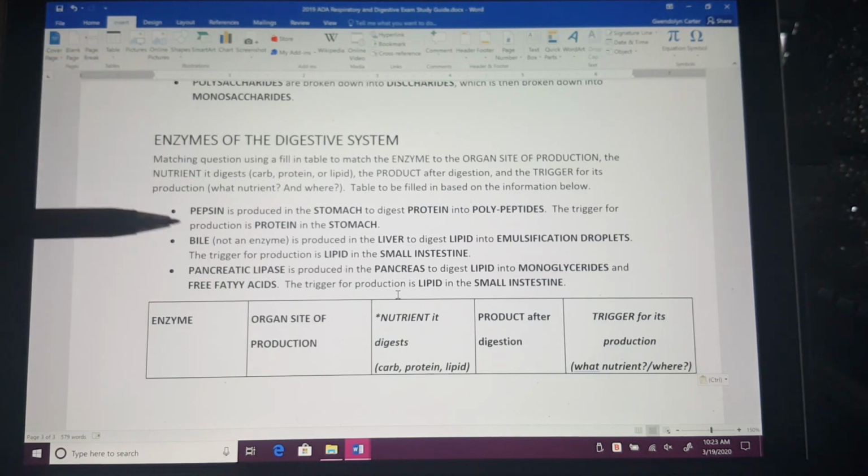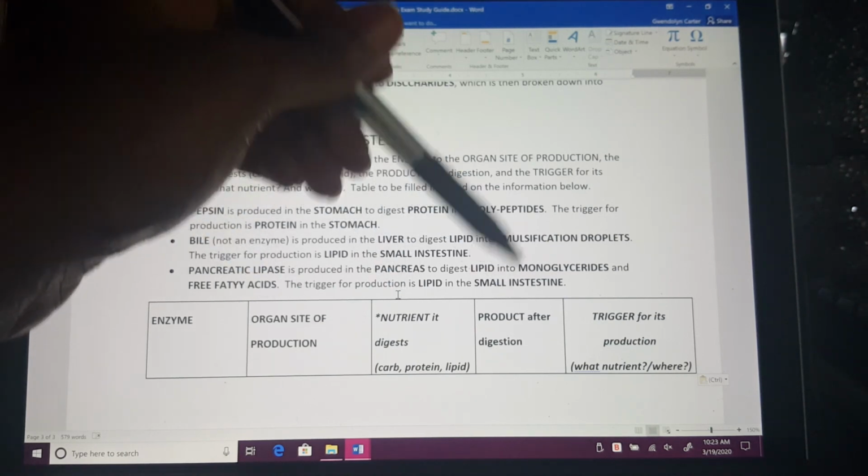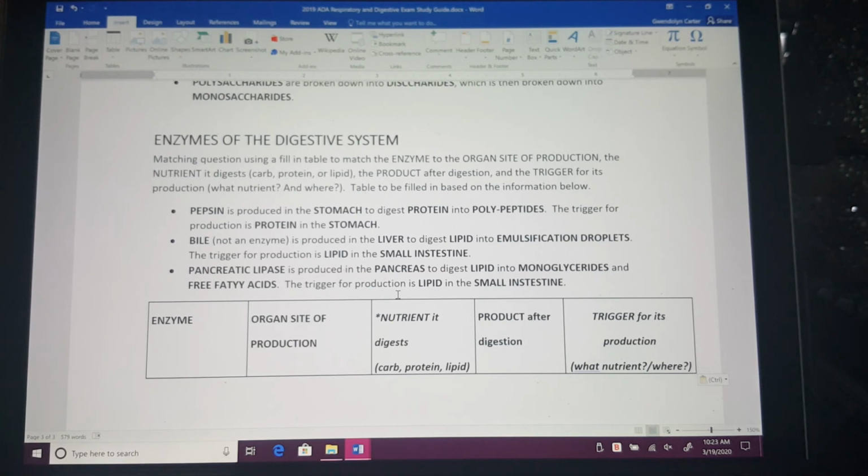All of the same thing for bile: you'll go through the same process with the organ, the nutrient, the product, and also with pancreatic lipase. Yeah, that's it. Real simple, very easy way to rack up a bunch of points. It's a lab exam. It's not supposed to be hard. So have fun studying.